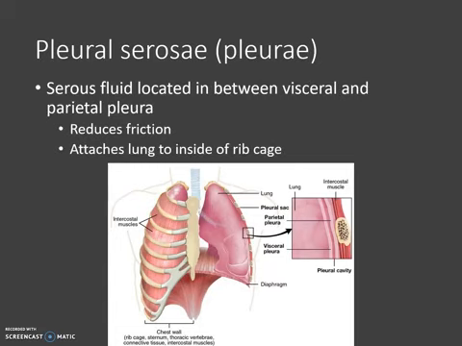In addition to reducing friction between the lungs and the thoracic cavity while the lungs are inflating and deflating, the pleural cavity also attaches each lung to the inside of the rib cage. And this is really important because this is required in order for you to breathe. And so we'll talk about that in a later video.